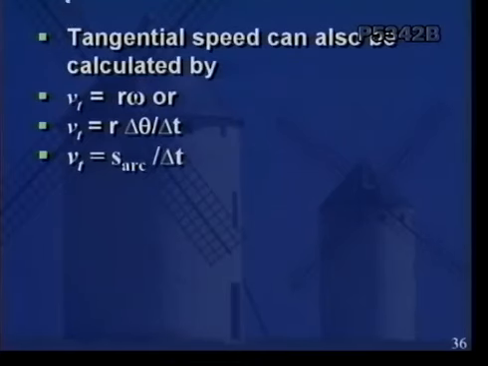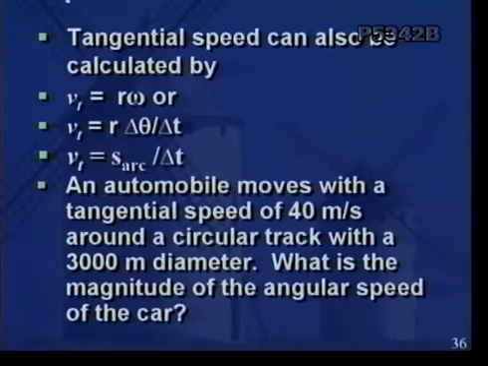Let's have a sample problem and see what we would come up with. Suppose I gave you a problem like this. An automobile moves with a tangential speed of 40 meters per second around a circular track. The track has a 300-meter diameter. What is the magnitude of the angular speed of the car? Now you've got to decide which formula am I going to use, number 1, number 2, or number 3. Which formula would be the best formula to use to solve this particular problem?